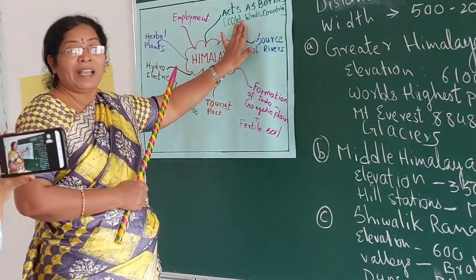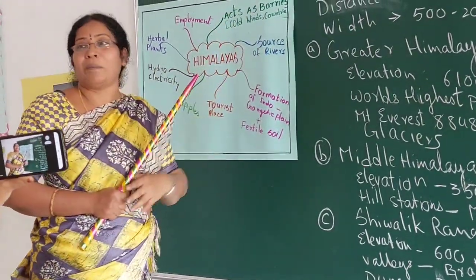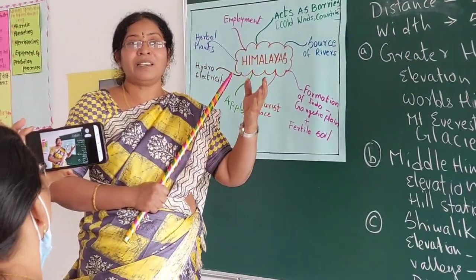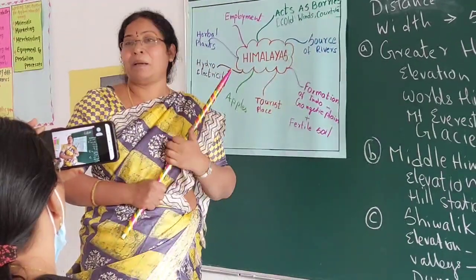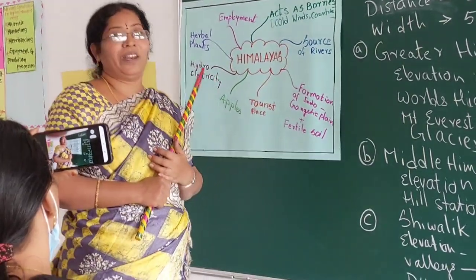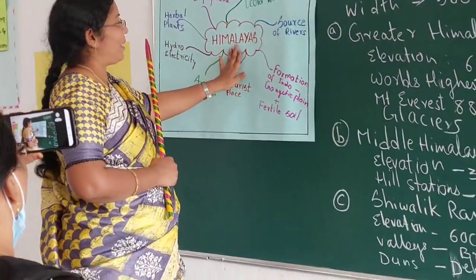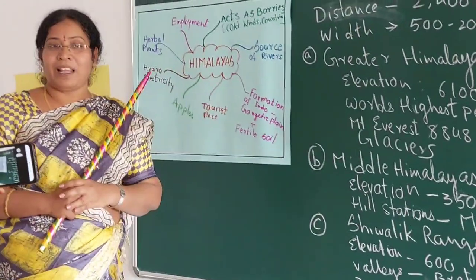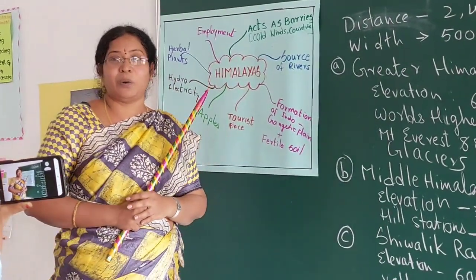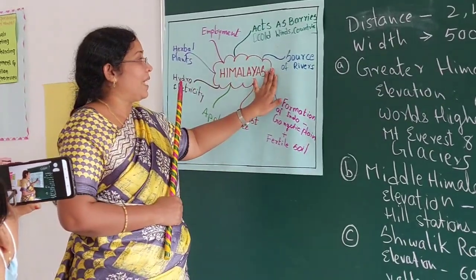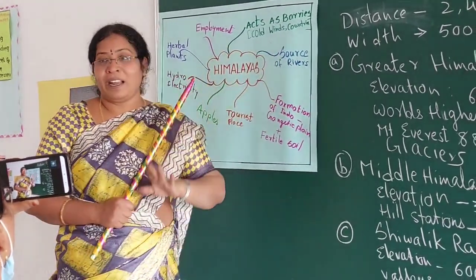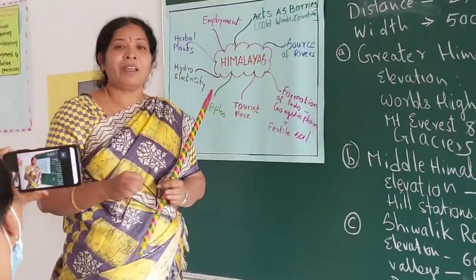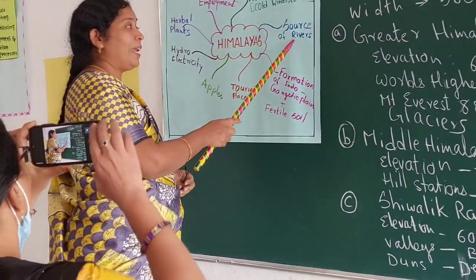Apart from this, they also act as a barrier protecting us from other countries. The height of the Himalayas is so high that our enemies cannot cross it and enter our country. Let's go to the next importance. These Himalayas are the source of rivers. As the Himalayas are covered with ice and snow, rivers such as the Indus, Ganga and Brahmaputra flow in them, and they have many tributaries.